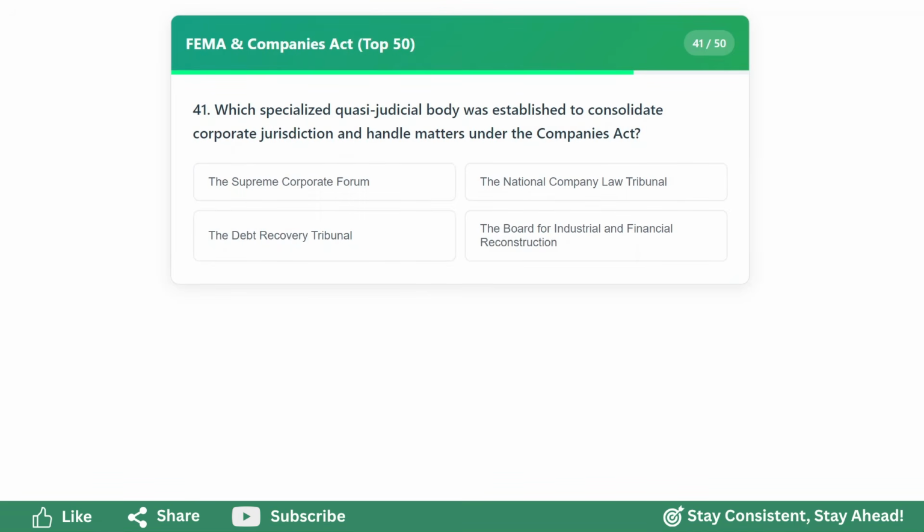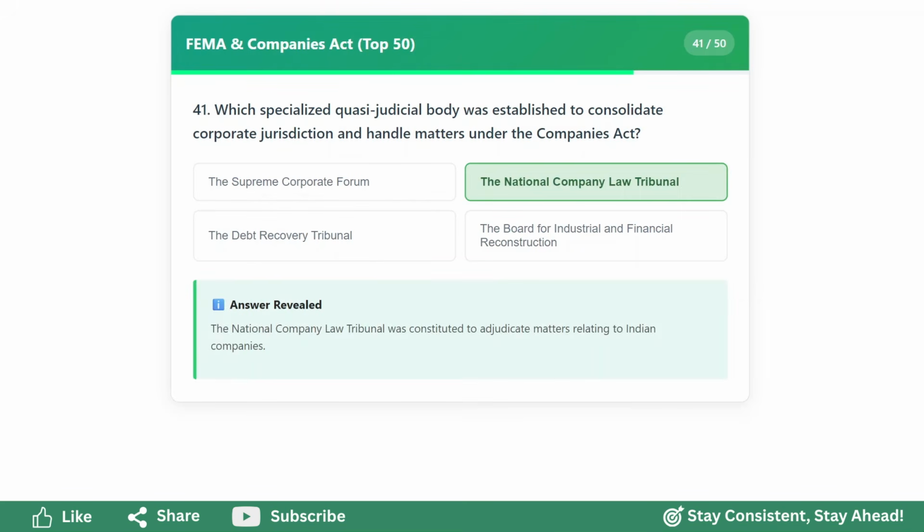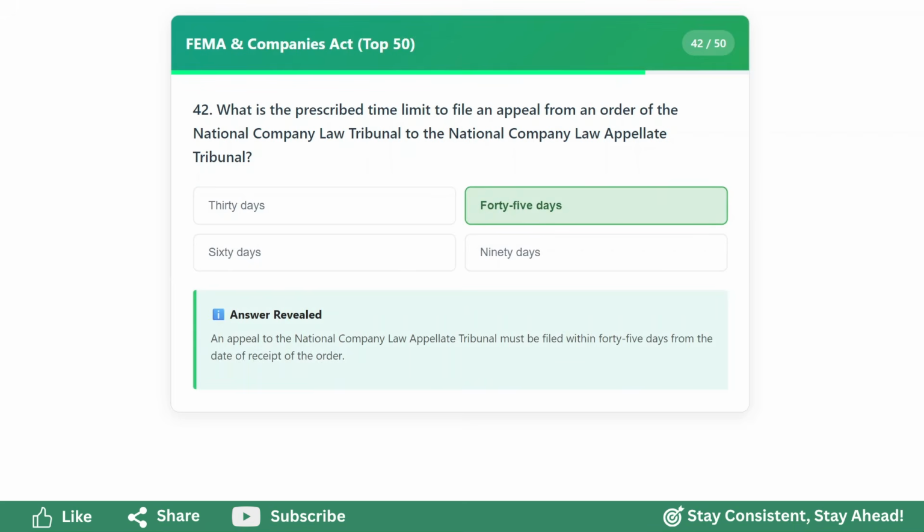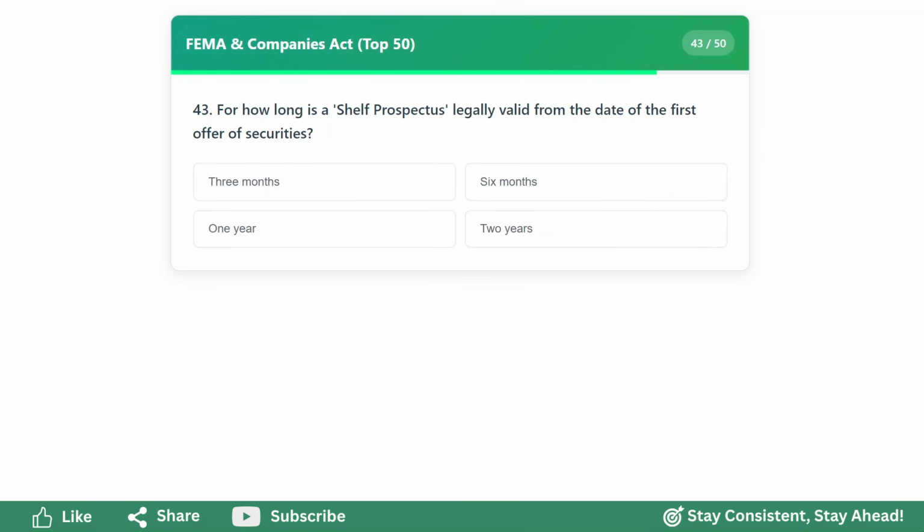Which specialized quasi judicial body was established to consolidate corporate jurisdiction and handle matters under the Companies Act? The National Company Law Tribunal. What is the prescribed time limit to file an appeal from an order of the National Company Law Tribunal to the National Company Law Appellate Tribunal? 45 days. For how long is a shelf prospectus legally valid from the date of the first offer of securities?